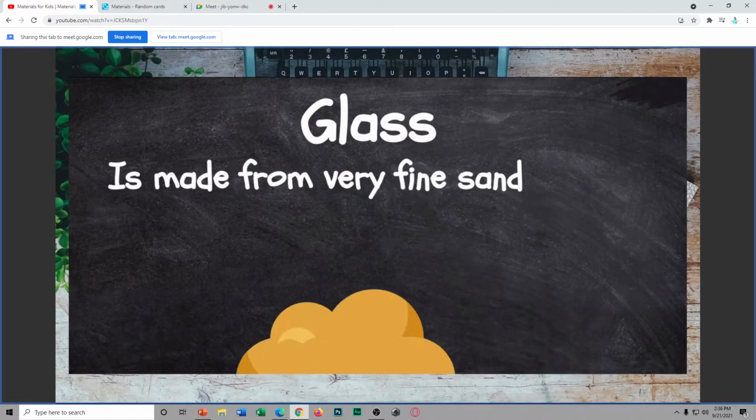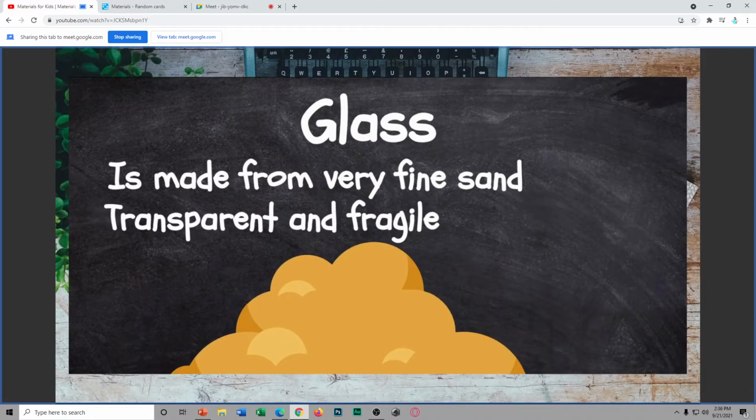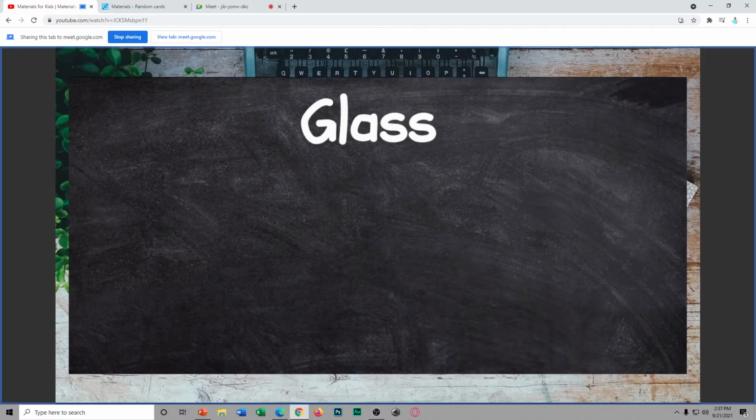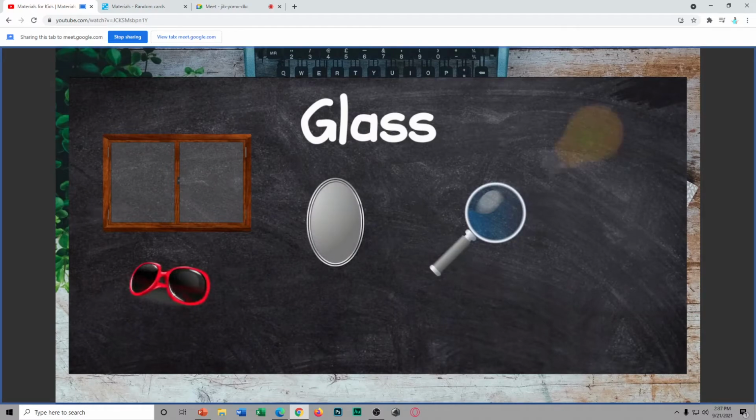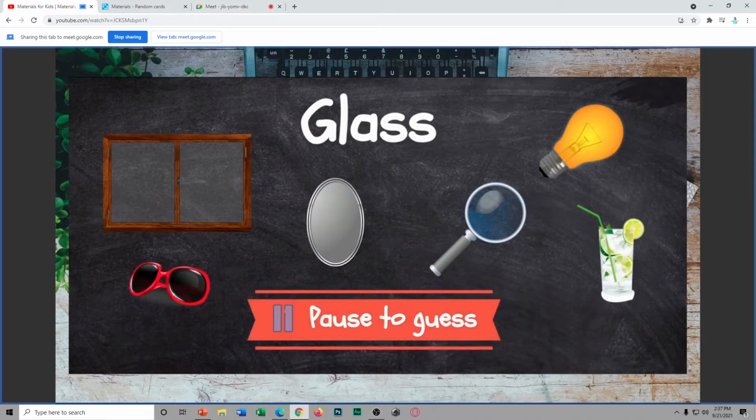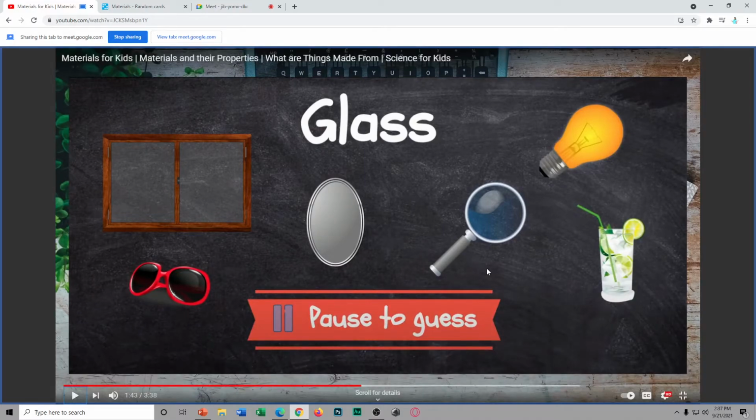Glass is made from very fine sand. It is transparent, which means see-through, so is useful for things you want to be able to see inside of or see through, such as windows, magnifying glasses, mirrors, sunglasses, light bulbs, and drinking glasses. What else could be glass? Examples of things made of glass.